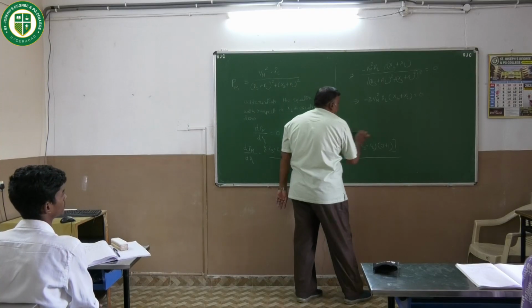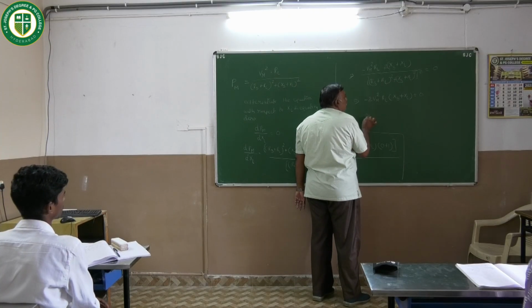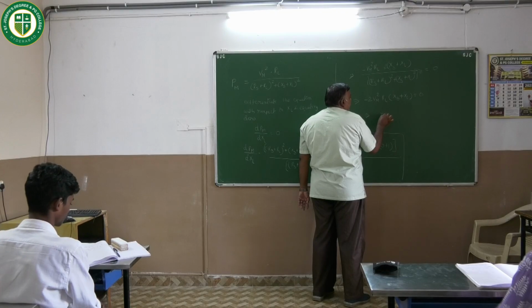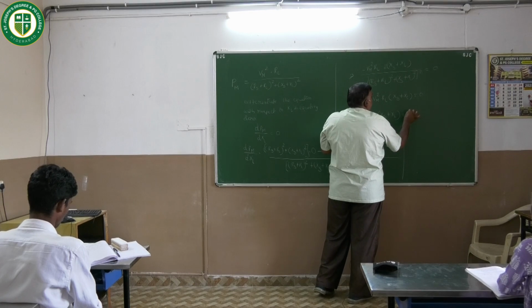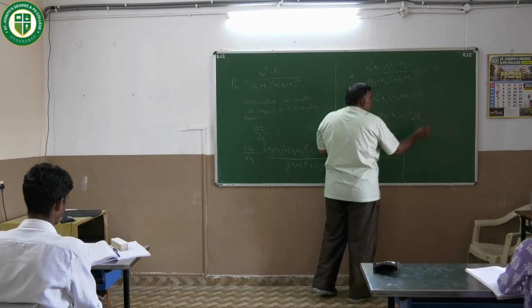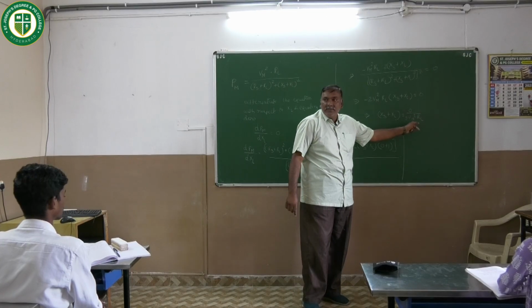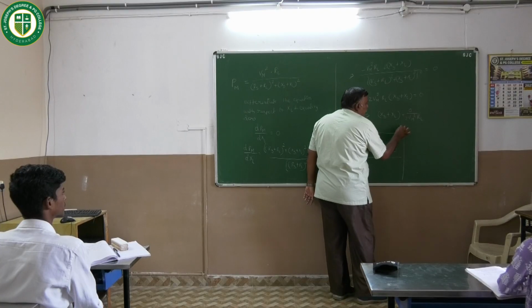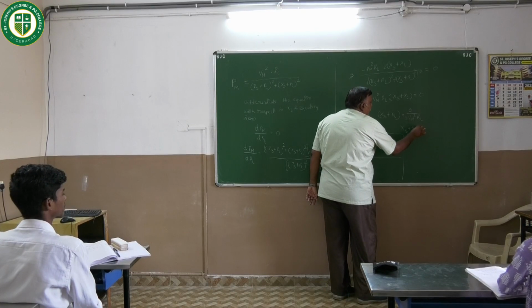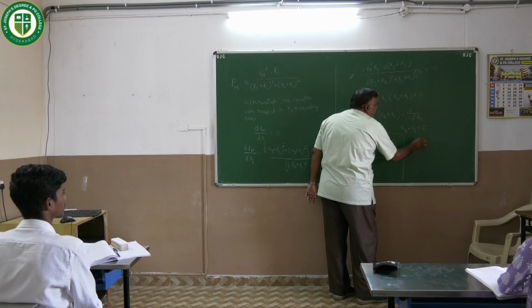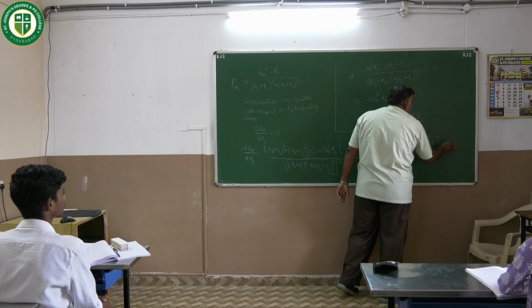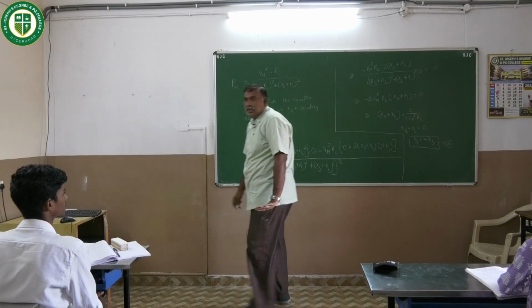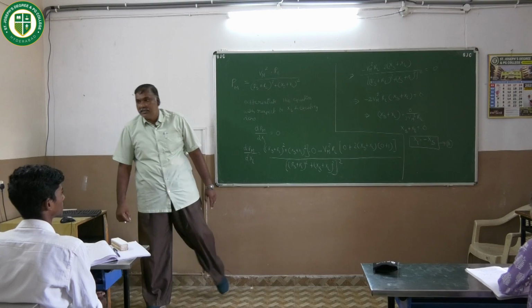Yes. Then I can write XS plus XL is equal to 0 by 2 Vm square into RL. Can I write? 0 by something is 0. So XS plus XL is equal to 0. I can write XL is equal to minus XS. This is my condition 1 or case 1. Is it clear, class? Yes, class.